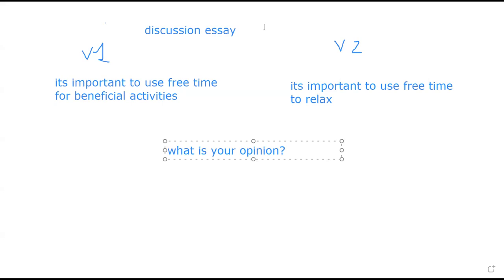I agree with both variants. So I think it's a good point to spend your free time on beneficial activities, but without any rest, you may lose yourself and become less productive. So it's also important to use free time to relax.